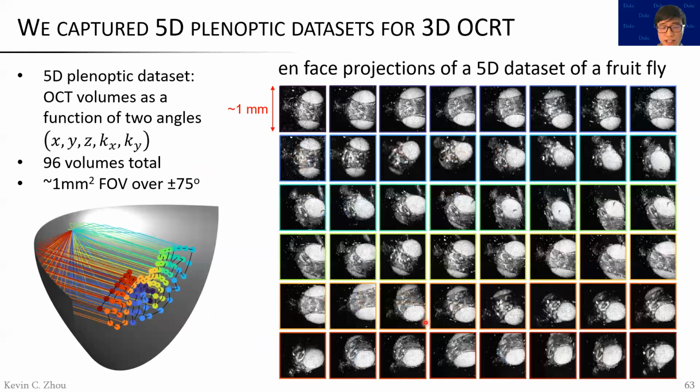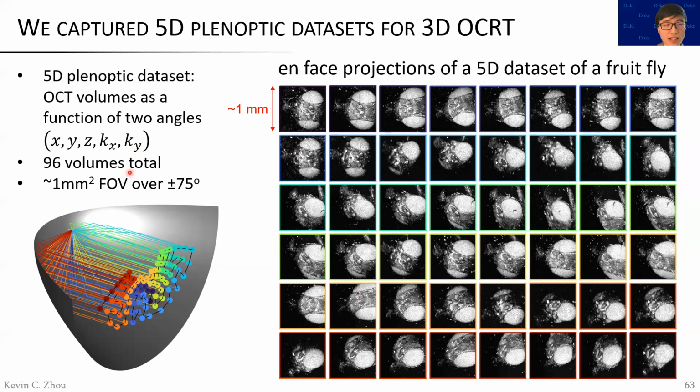So then we use this setup to capture 5D data sets of various samples for 3D OCRT. In other words, we're capturing 3D volumes as a function of two angular dimensions, so X, Y, Z, KX, and KY.